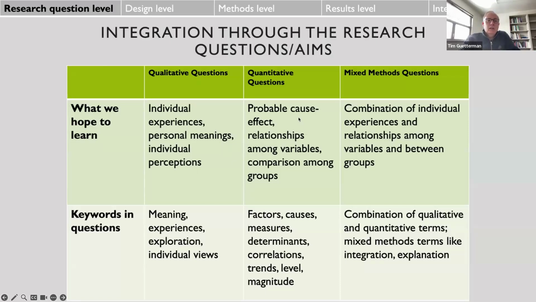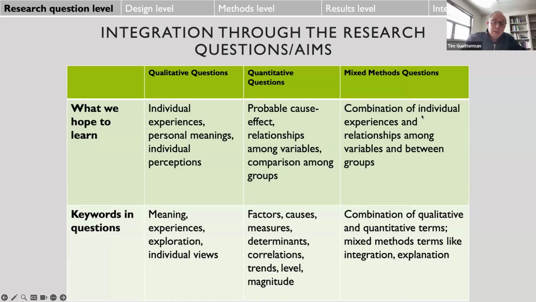Quantitative research questions are often concerned with learning about probable cause and effect, or the relationship or correlation among variables, or maybe it's a comparison among groups. So maybe it's individuals who participated in an intervention versus those who didn't, or you have existing groups that you want to compare, people who fall into one demographic profile versus another, and you're comparing among groups.